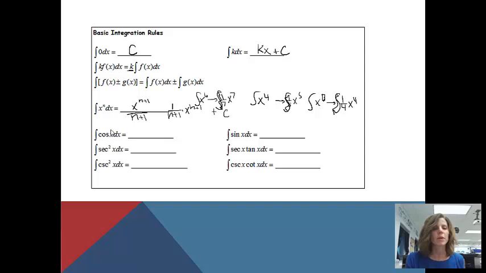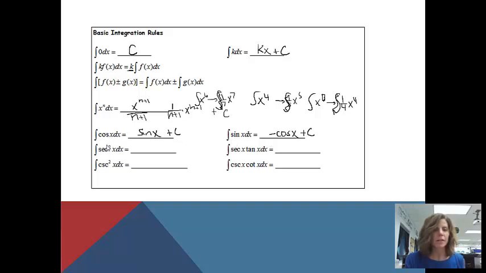Okay, next one. The antiderivative of cosine x. So I want to think, what would my original function be, so that when I took the derivative, I get cosine? Well, I know if I start with sine, the derivative of sine is cosine. Okay, the next one, the antiderivative of sine. So what would I have to start with so that when I took the derivative, I would get sine? I'm actually going to have to start with negative cosine of x, because when I take the derivative of this, I do end up with a positive sine x, because the derivative of cosine is negative sine. And then of course we're always going to put that plus c, because we could always add a constant to that and have it work.